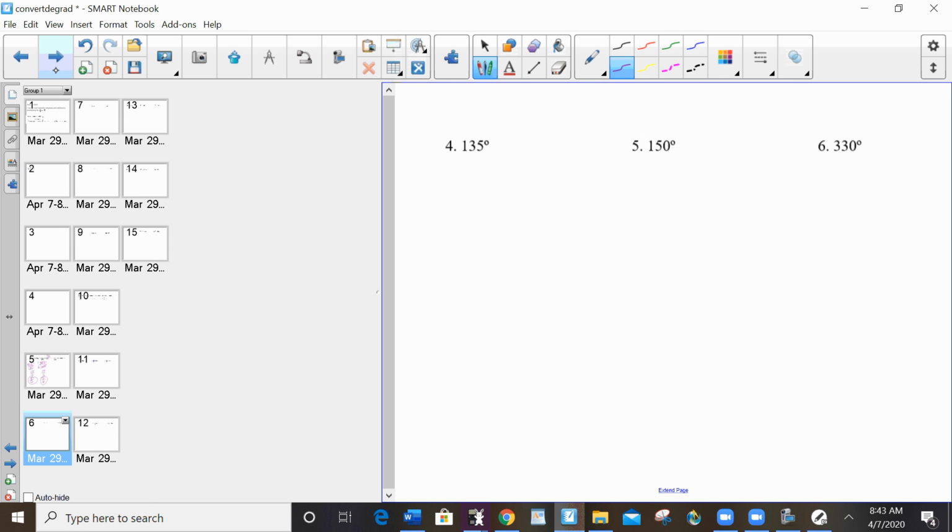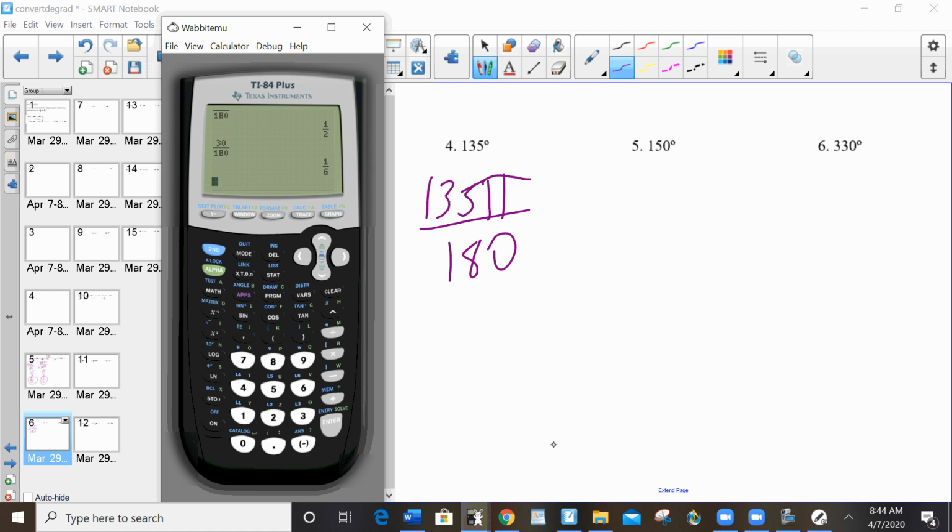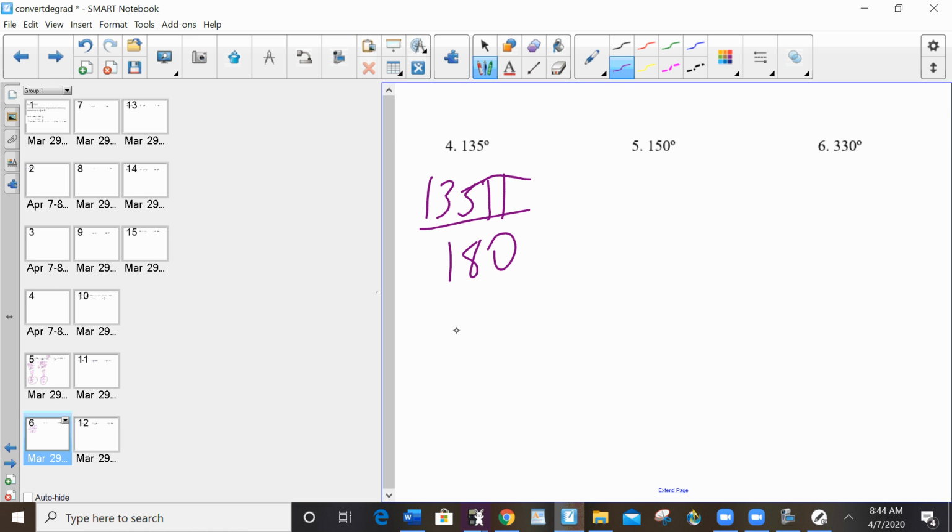Let's skip ahead a little bit. Let's try 135. To convert to radians, times pi over 180. From here, all I have to do is reduce the fraction. Again, I'll just use my calculator. 135 over 180 is 3 over 4. So that's 3 pi over 4. And that's it. Why don't you try number 5 on your own?